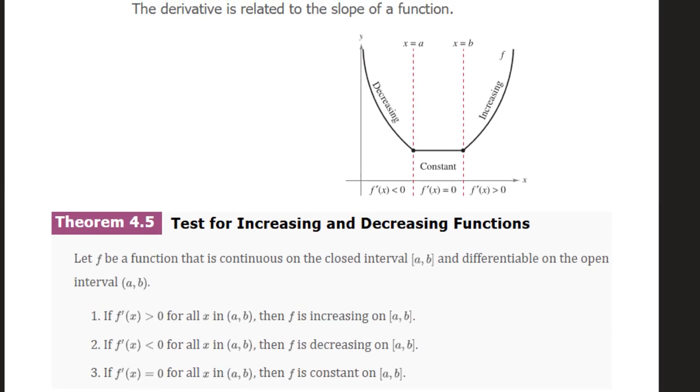Let me scroll back down. All right, this graph, for the first one, that's this part. A positive derivative implies increasing. Number two, a negative derivative implies decreasing. Number three, a derivative equal to 0, that's a horizontal tangent line, and that just means constant.